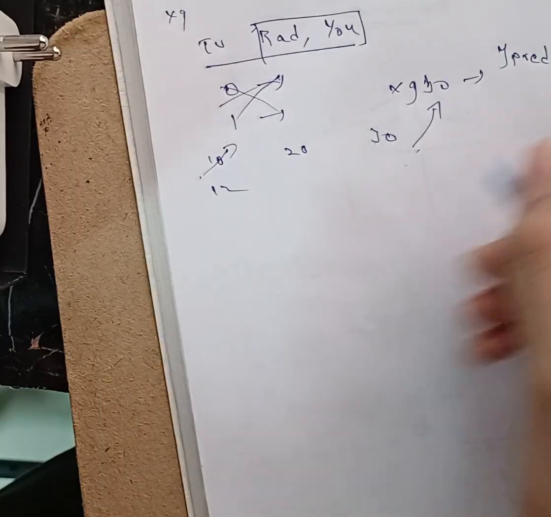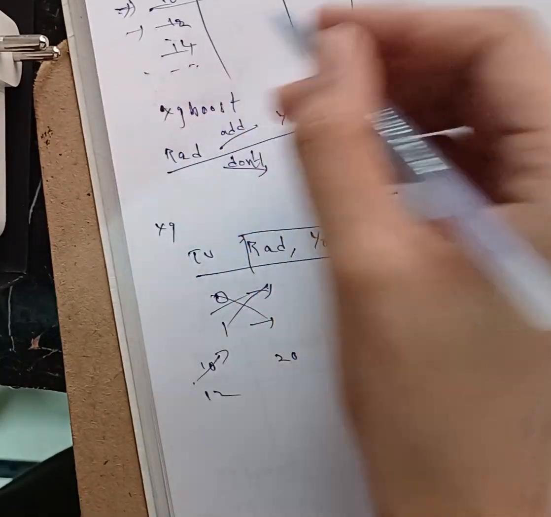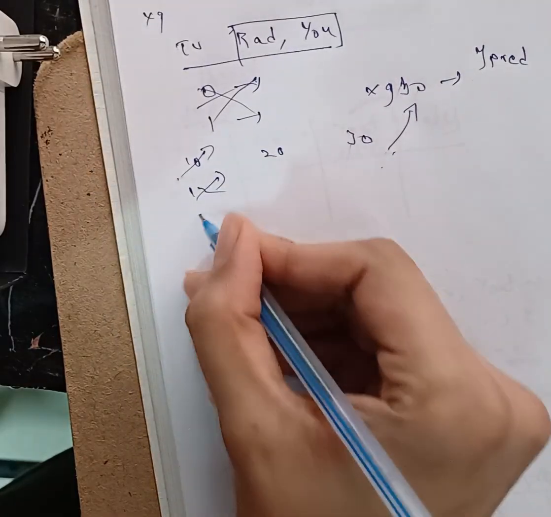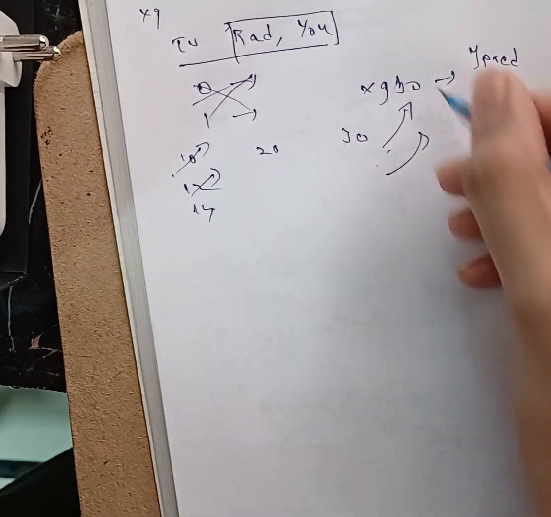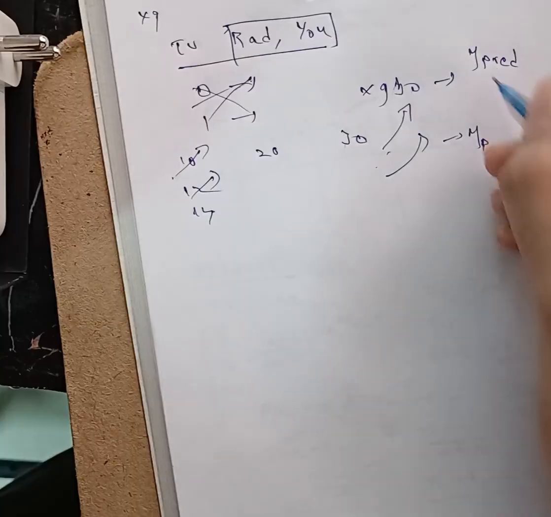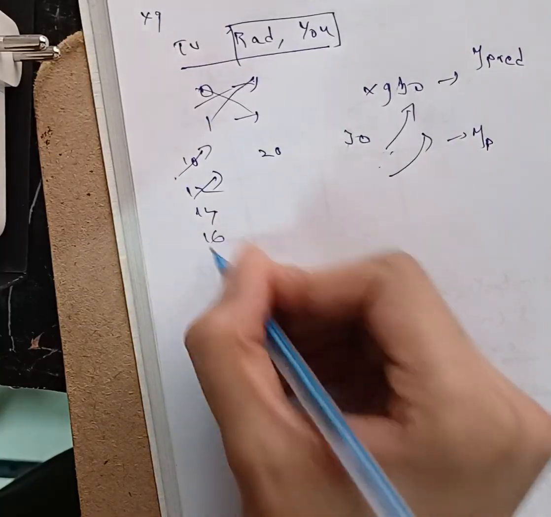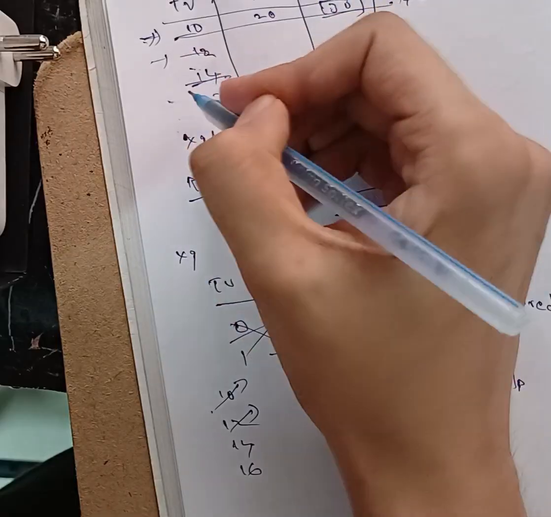Now again we will use one more value, that is 14. We will cancel this, put 14, and again predict using the XGBoost model. We will get Y-Pred. Basically we will repeat this process for all the values that are present in this data set.